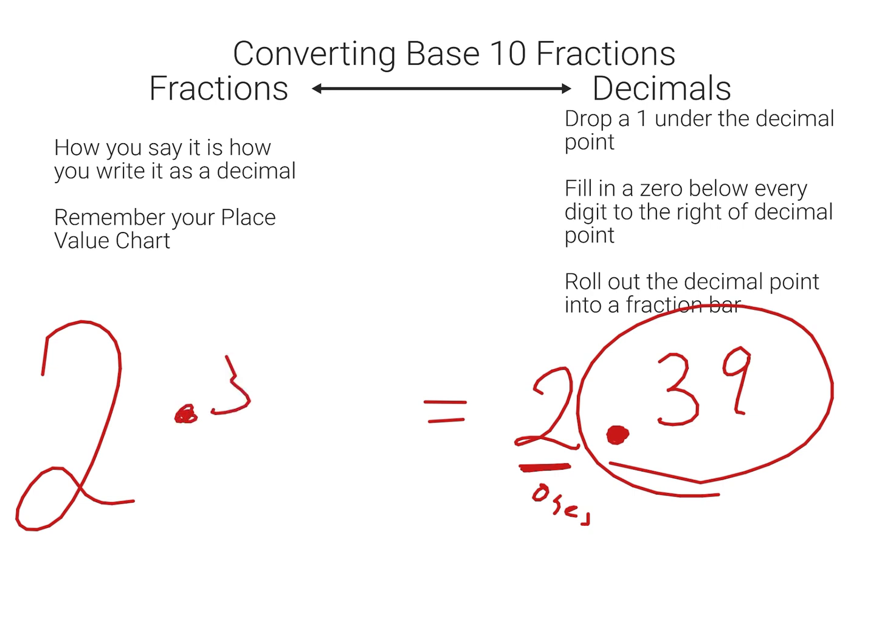The first thing I do is drop a 1 underneath the decimal point, fill in zeros for every digit to the right, and lastly roll out my decimal point. And that's 2 wholes and 39 hundredths.